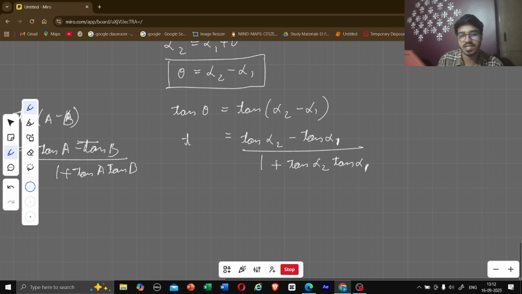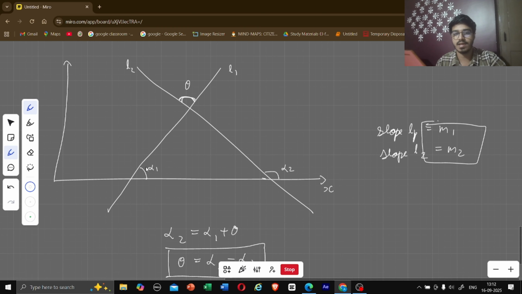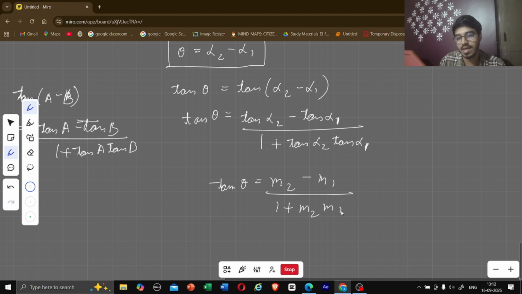So tan theta is equals to tan alpha 2 minus tan alpha 1 whole divided by 1 plus tan alpha 2 tan alpha 1. Now, what is tan alpha 1 and tan alpha 2? Nothing but m1, m2. See, slope of L1 and L2. So, tan theta is equals to m2, slope of line L2, minus m1, whole divided by 1 plus m2 m1.